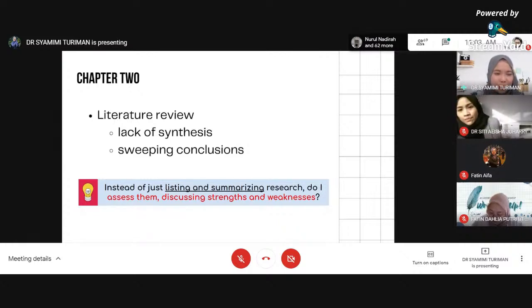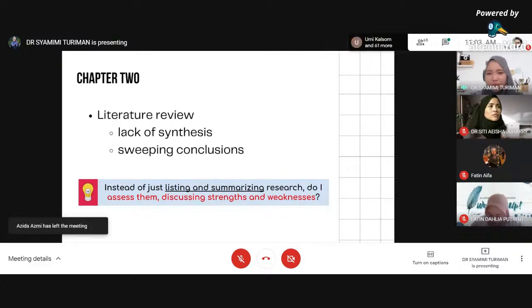So this would be a helpful question that you might want to ask yourself: instead of just listing and summarizing research, do I assess them, discussing strengths and weaknesses? Please ask yourself this as you are writing your chapter 2. By answering this question, hopefully you will be able to produce a good synthesis of the literature and avoid sweeping conclusions.